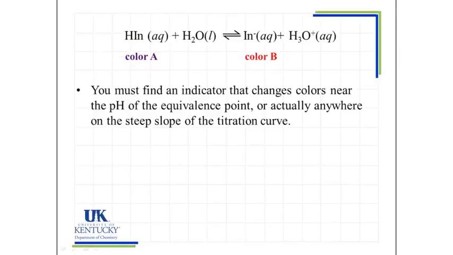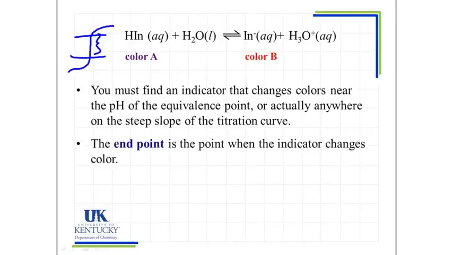So you need to find an indicator that changes colors near the pH of the equivalence point. Anywhere near that upward slope, now we know that each one of these had this steep climb, so anywhere in that upward slope, if it would change colors in a pH there, then it would be a good indicator. Now, how do you find one that changes colors in that range?